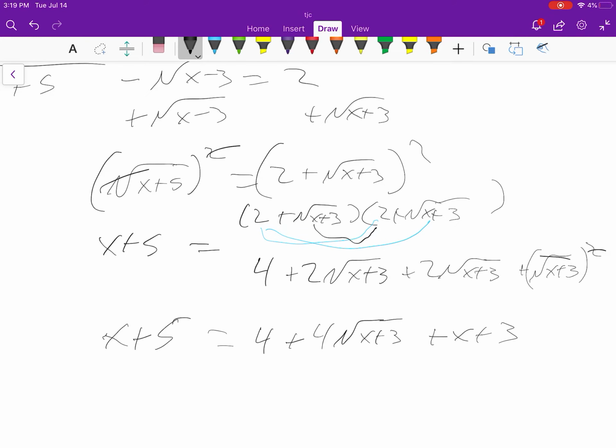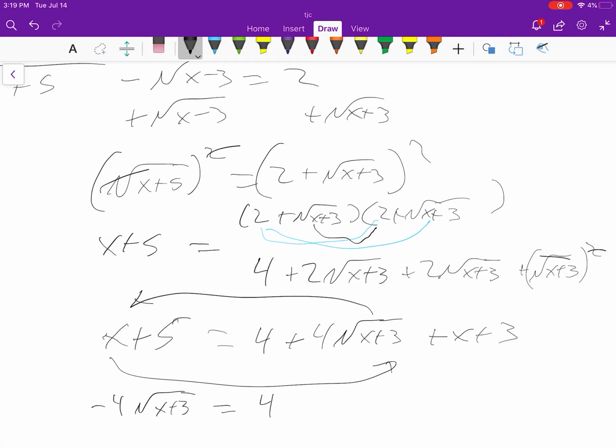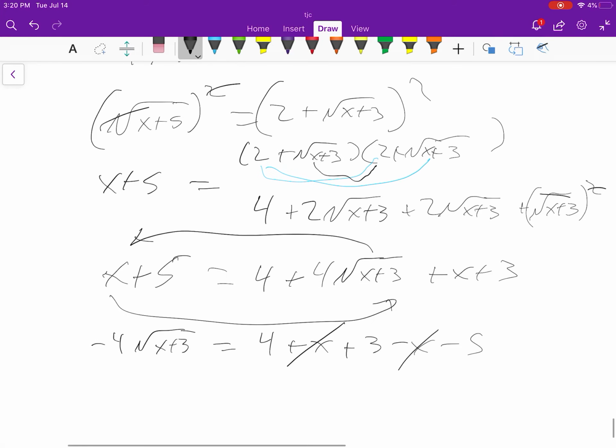So what we're going to do is subtract, move everything to the, I don't know, we're going to move this over here and all these over here, I guess. So I move that over, it's negative 4 square root of x plus 3. Over here it's 4 plus x plus 3 minus x minus 5. So I move them over, I change the sign. Here they cancel. And then combine like terms, 4 plus 3 is 7, 7 minus 5 is 2.